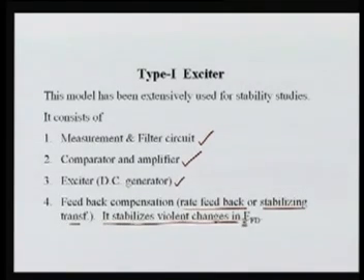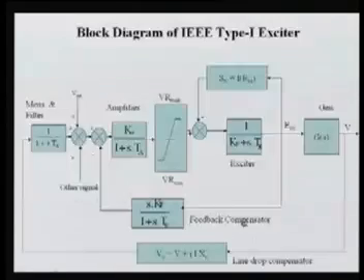To see this, I just want to show the block diagram of the IEEE type 1 excitation system. As I said, it has several modules, several blocks. One is the measurement and filter module, and its transfer function can be written as 1 over 1 plus S TR, where S is the Laplace variable and TR is the time constant of the measuring system.